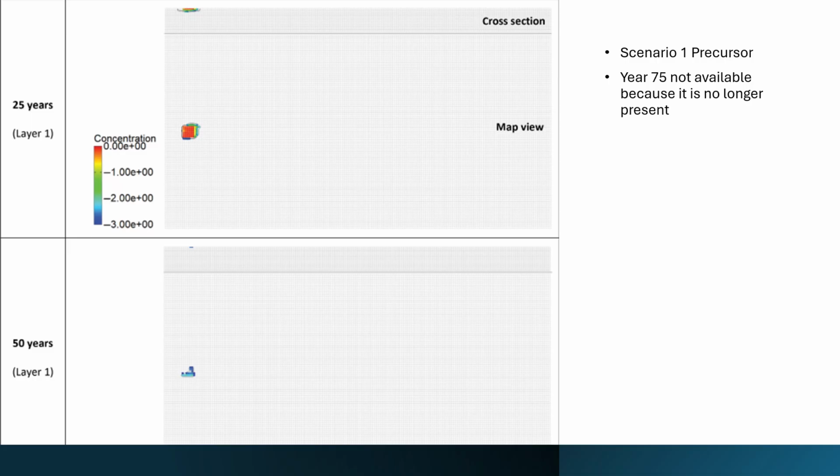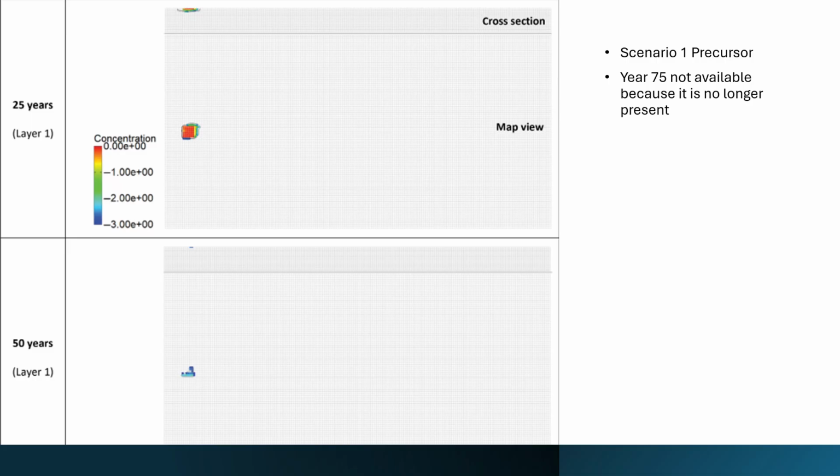This graph here shows the map of the aerial view of the source loading for scenario 1 precursor, which could be any type of hypothetical source. This one here could be either a PFAS storage or a fire training area that uses a certain type of foam. And so for the first 25 years, the precursor is loading or leaching into the groundwater.